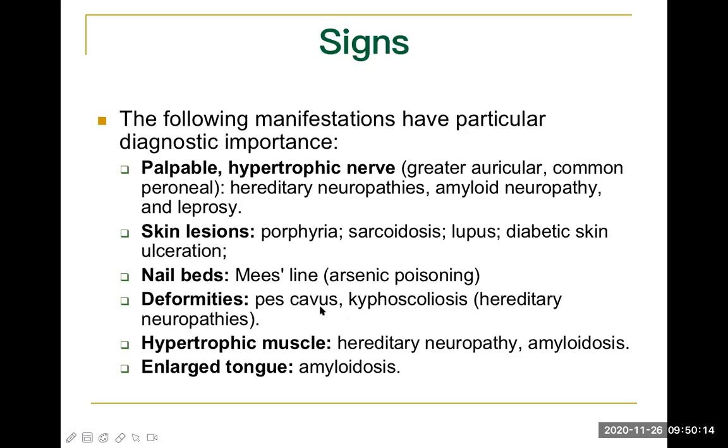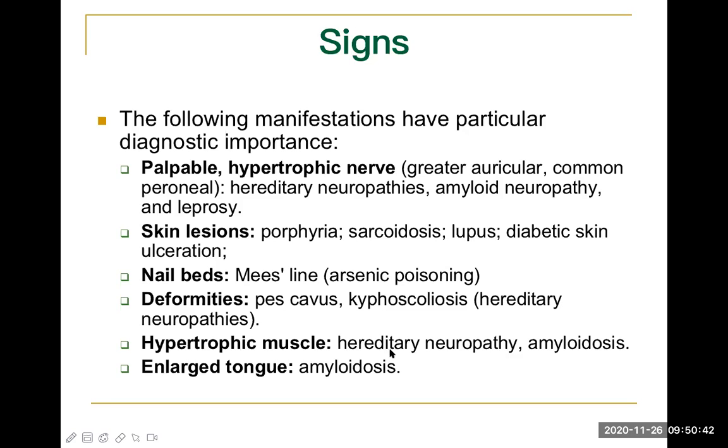Deformities like pes cavus and kyphoscoliosis are seen in hereditary neuropathy. Again, Charcot-Marie-Tooth disease is the common example. Now, pes cavus means the sole of the foot is arching up. It is forming like a cave. That's why it is called pes cavus.